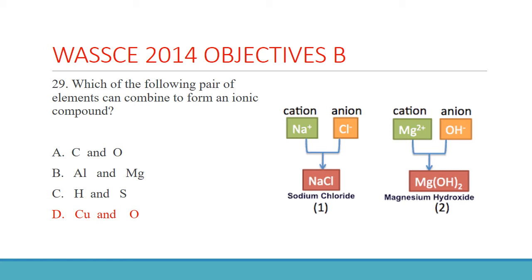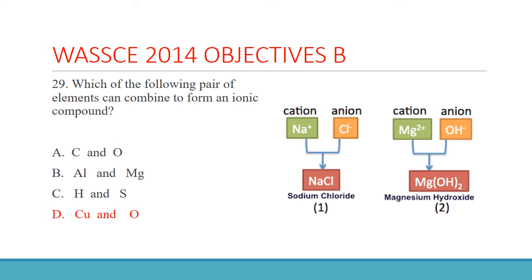Now in B we have aluminium and magnesium. So the two of them are metals. Take note, that cannot form an ionic compound. An ionic compound is formed between a metal and a non-metal, or a cation and an anion. Now hydrogen and sulfur, the two of them are both non-metals, or anions.